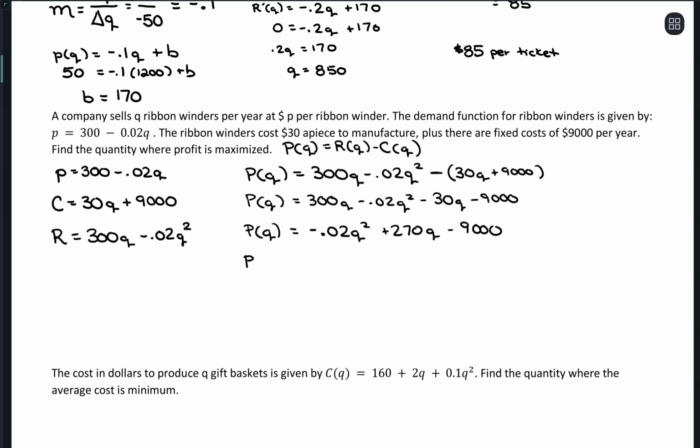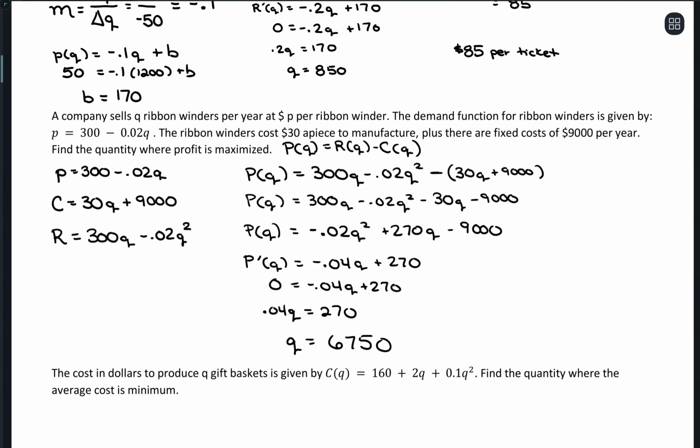So I'm going to take the derivative and set it equal to 0. So that'll be negative 0.04Q plus 270. Set that equal to 0. So we'll have 0.04Q equals 270. Divide both sides by 0.04, and that's going to give us Q equals 6,750. So we want to find the quantity where profit is maximized, so that would be 6,750 ribbon winders.